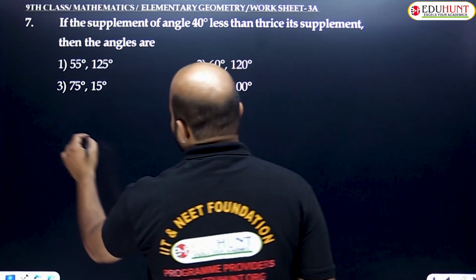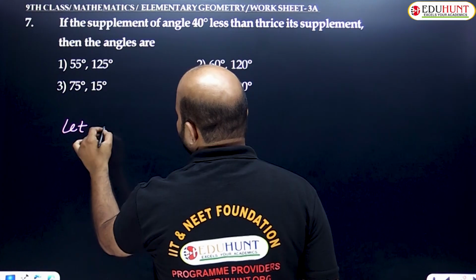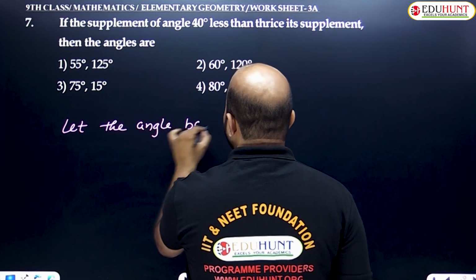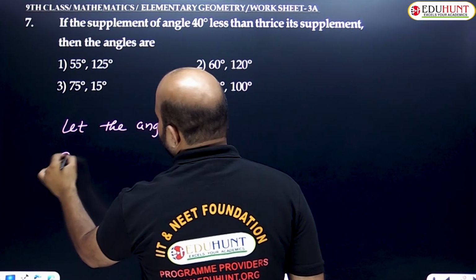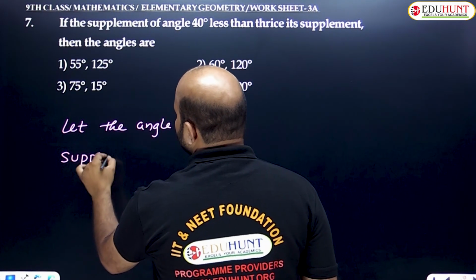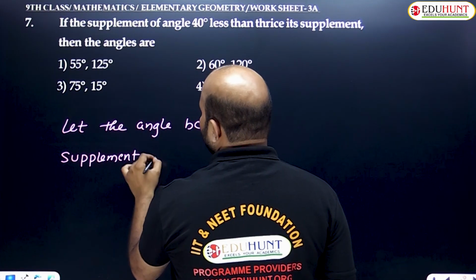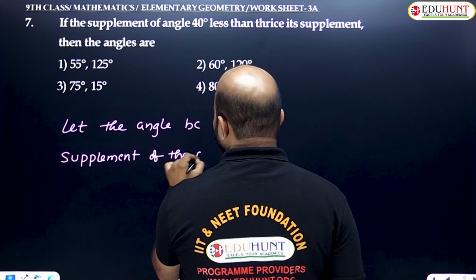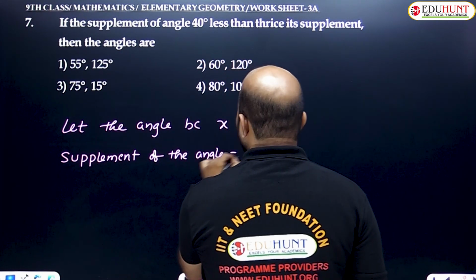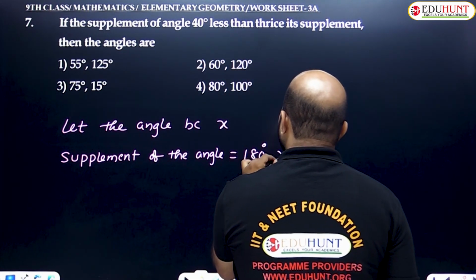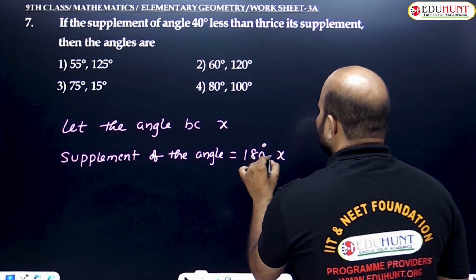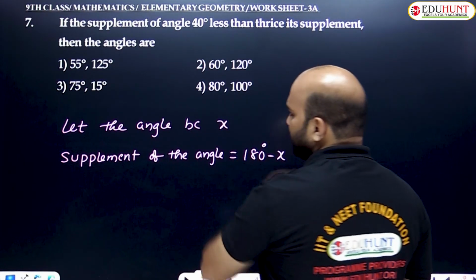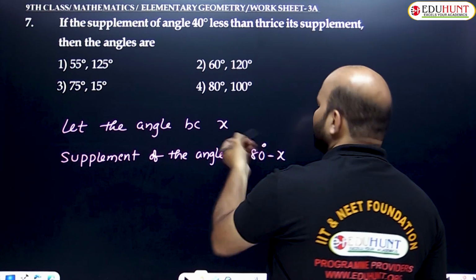So clearly we need to understand, let the angle be x. That is what I take first. So what is its supplement? The supplement of the angle equals 180 degrees minus x, because the sum of the two angles equals 180 degrees. Those angles are called supplementary angles. So one angle is already considered as x, and the remaining is 180 minus x.